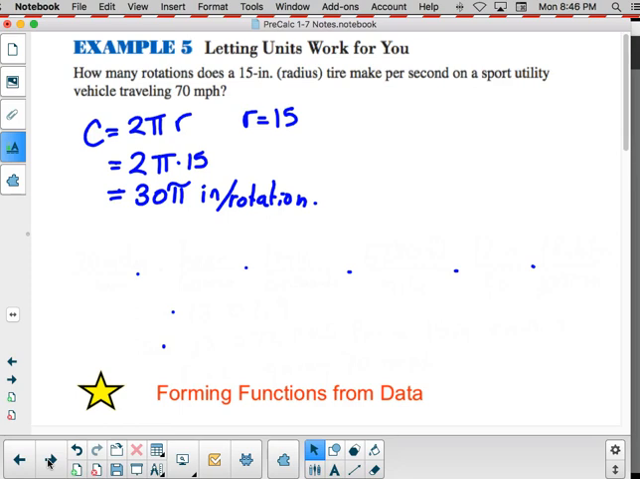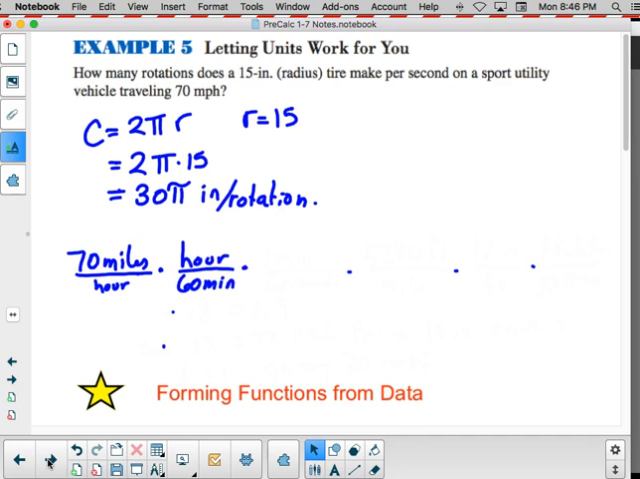Now, keeping in mind, I want to go 70 miles per hour, and I have a couple things going. I've got to be able to take my miles, bring it down to inches, and my hours, bring it over to seconds, okay? Because how many rotations does a 15-inch radius tire make per second on a sport utility vehicle traveling 70 miles per hour? So the first thing I'm going to do, I'm going to look at the fact that there are 60 minutes in an hour.